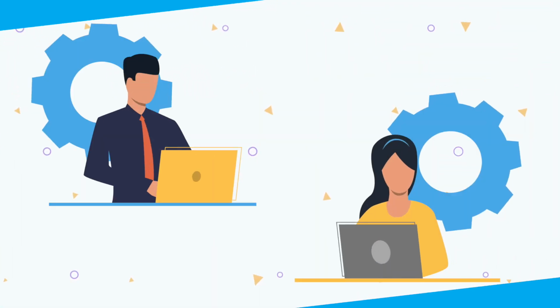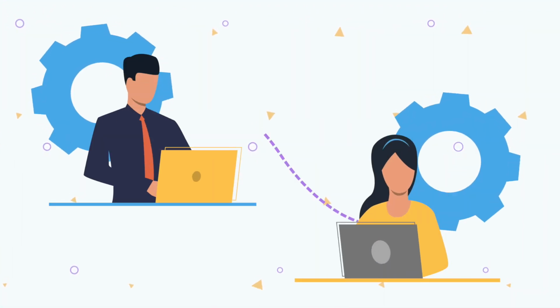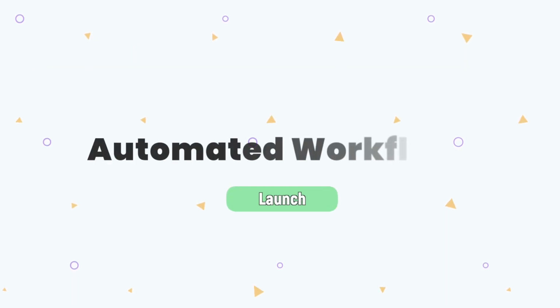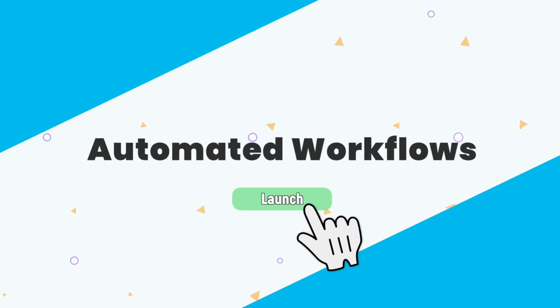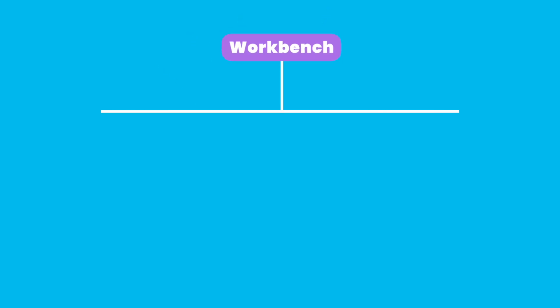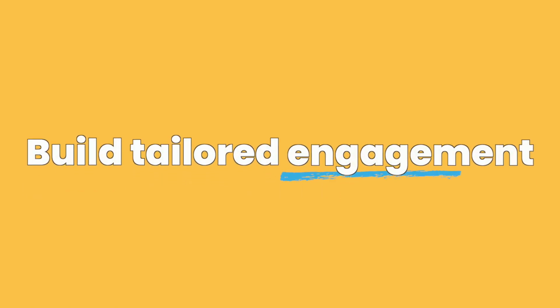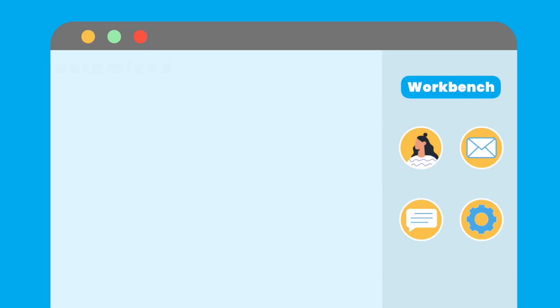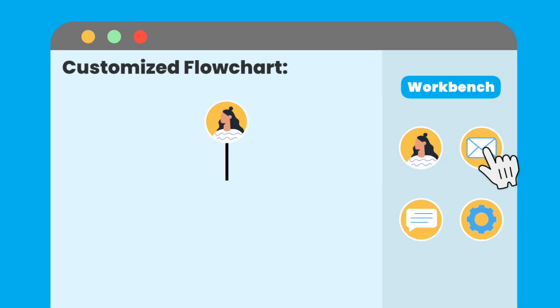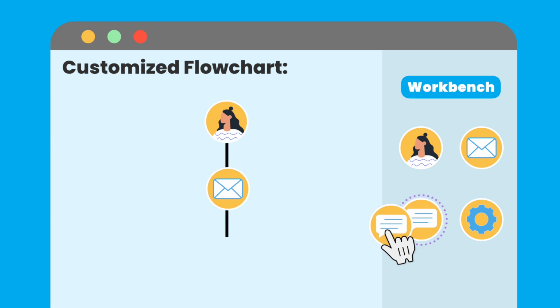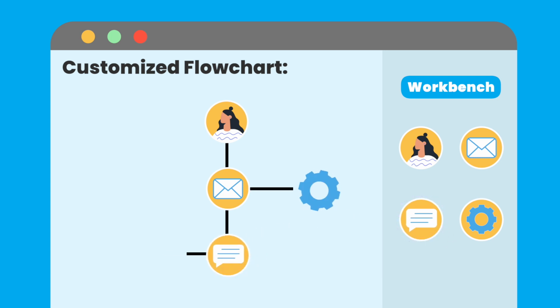So how do we build this customizable and individualized conversation? Well, that's where our automated workflows come in. Our automation tool called Workbench is an automated workflow builder. It allows you to create customized flowcharts for your text messaging and email communications through an easy-to-use platform. Now you can build tailored engagement with your customers and employees without needing to know how to code. Just drag and drop to create powerful workflows in minutes, instead of months on planning, creating specs, programming, and testing.